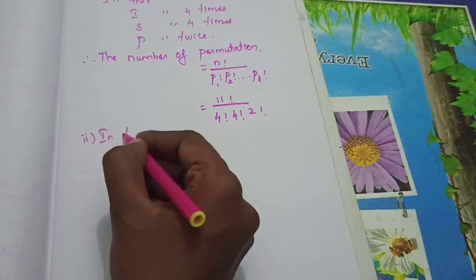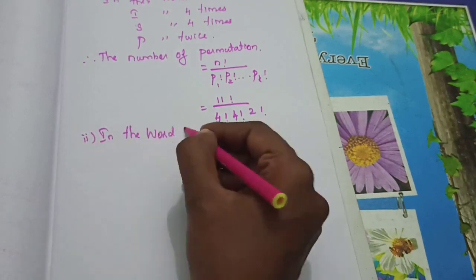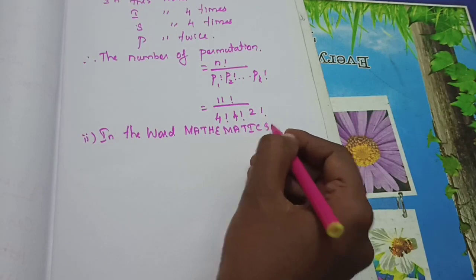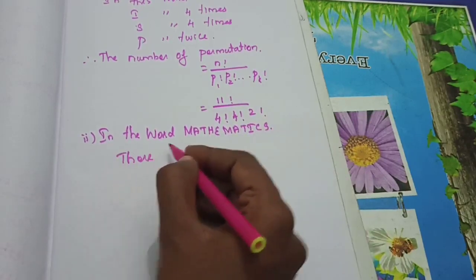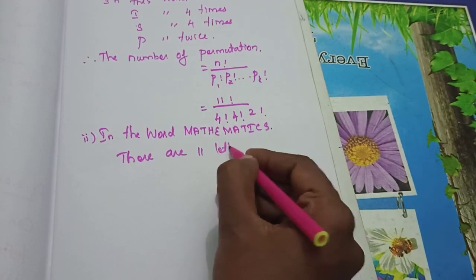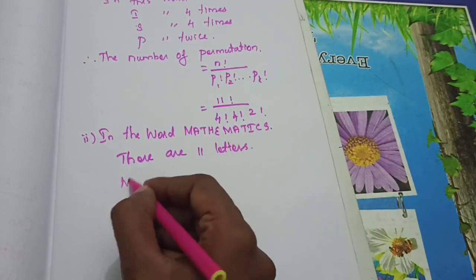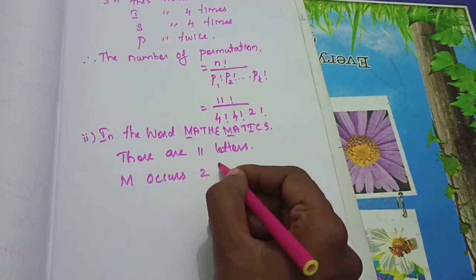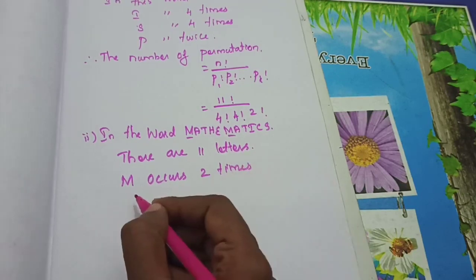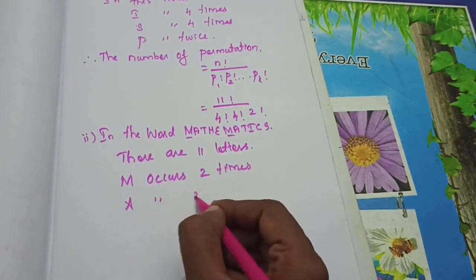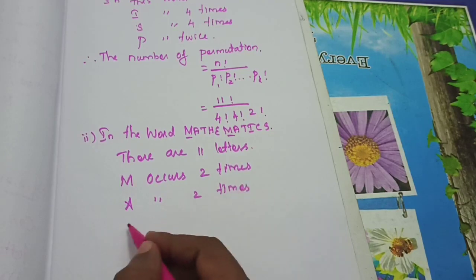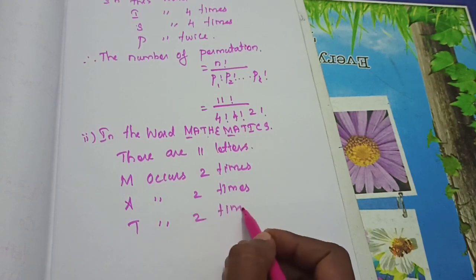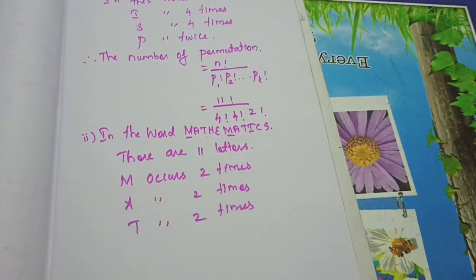Second, in the word, what's the next word? Mathematics. Okay. How many letters are there? There are 11 letters. Okay. M occurs how many times? 2 times. Okay. Next, A occurs how many times? 2 times. Then T occurs how many times? 2 times. Okay.